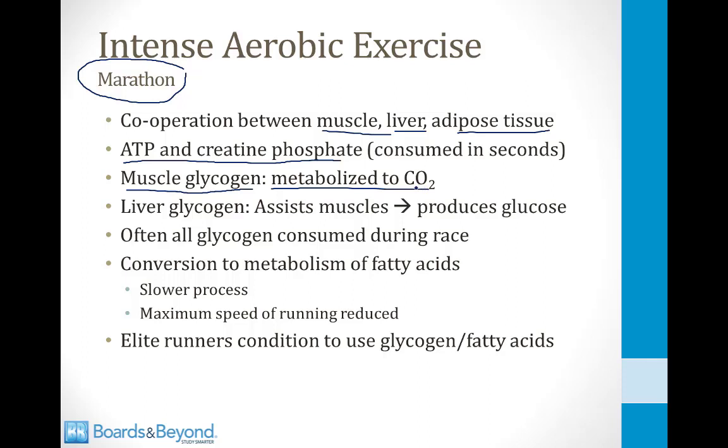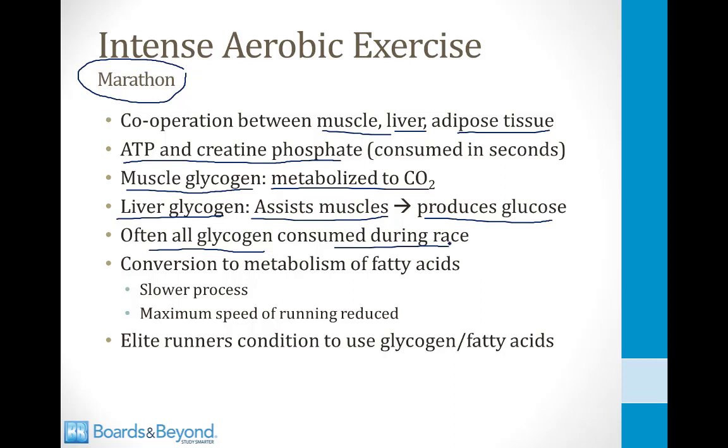In the case of a marathon, however, your liver is also going to assist by metabolizing glycogen and producing glucose, which it will release into the plasma, and that can be taken up by muscles to assist in production of energy. Often all of the glycogen in your body is consumed during a long race like a marathon. And once again, this is why runners often carbohydrate load before long races.